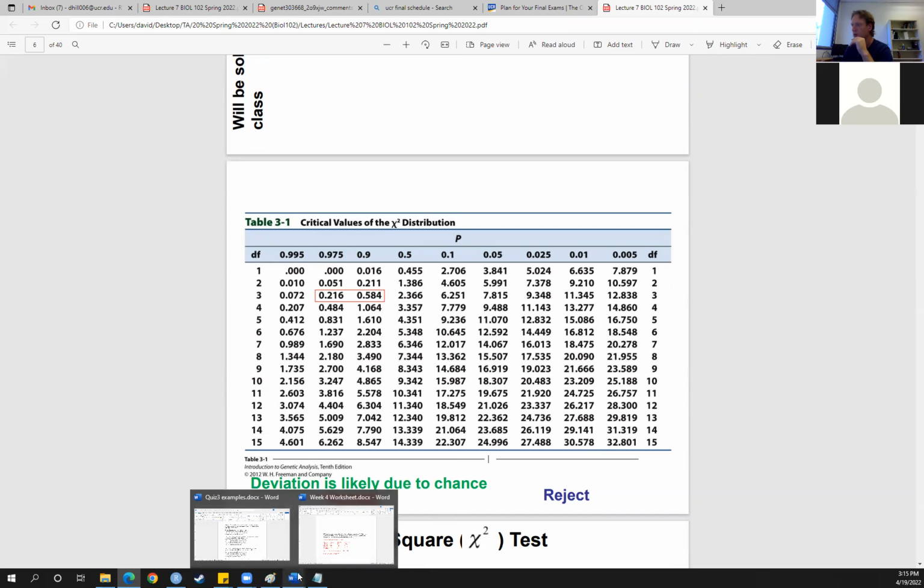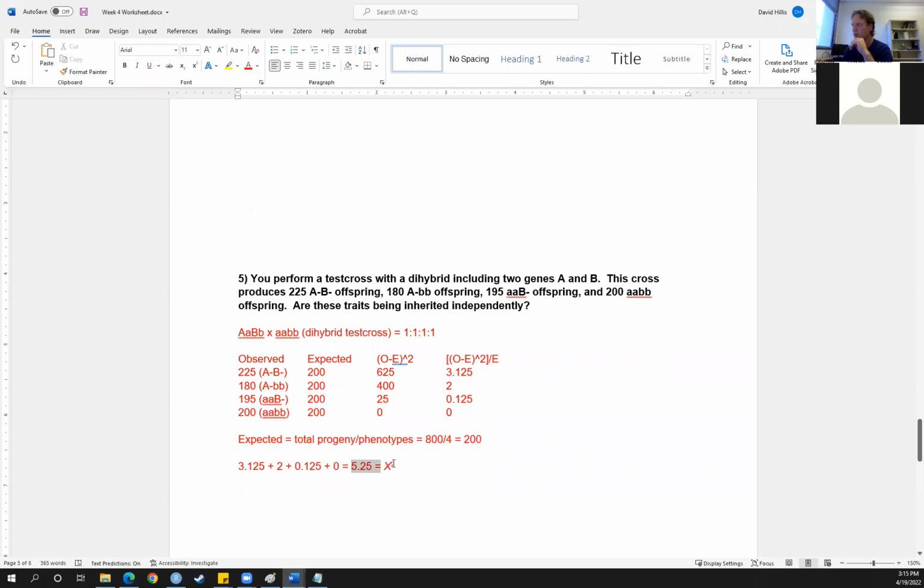But if we look at this table, we need to know two things. One, we need to know our chi-squared value. We also need to know our degrees of freedom. And our degrees of freedom is going to be equal to the number of phenotypes we have, or if we were applying chi-squared tests more generally, we would say the number of groups. But in these cases, we can say the number of phenotypes minus 1. So in this case, this is going to be 3. So our degrees of freedom are 3.